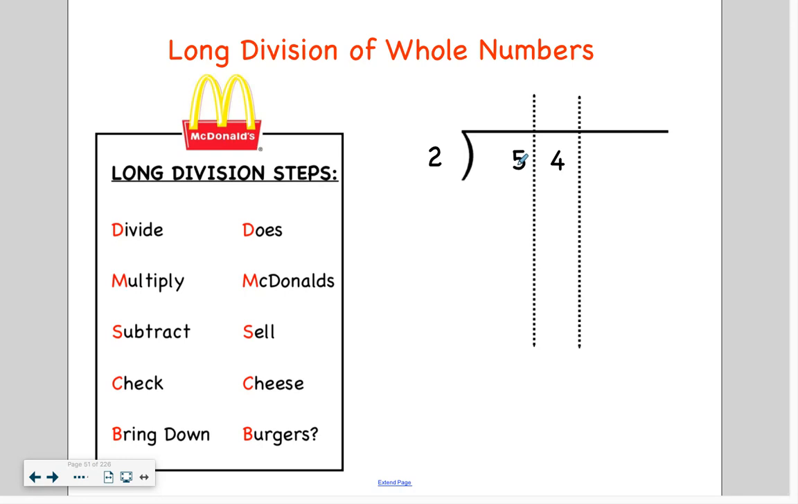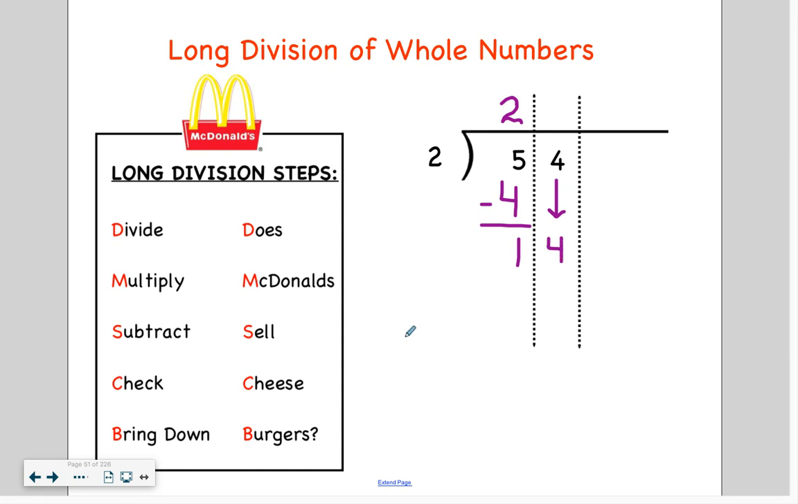That's our division step. Well, I know that 2 can go into 5 2 times without going over because 2 times 2 is 4. If I chose 3, 2 times 3 is 6, and that would be too much. So we just did the division step. Now we're going to multiply. 2 times 2 is 4. Now we're going to subtract. 5 minus 4 is 1. And then we are going to bring down the 4.